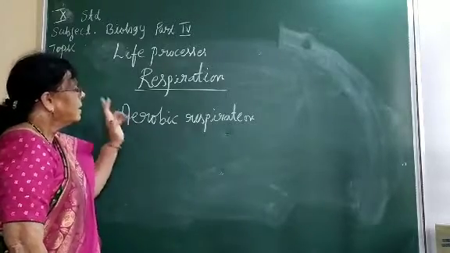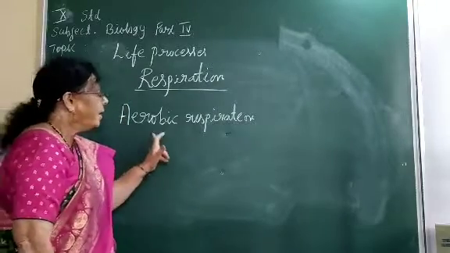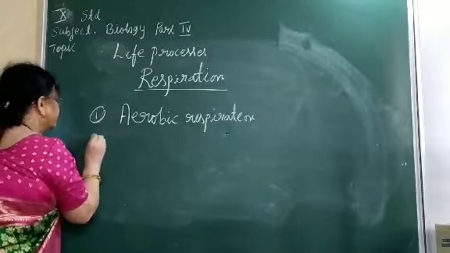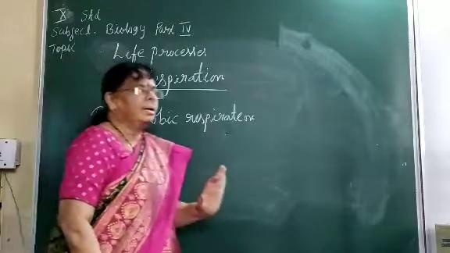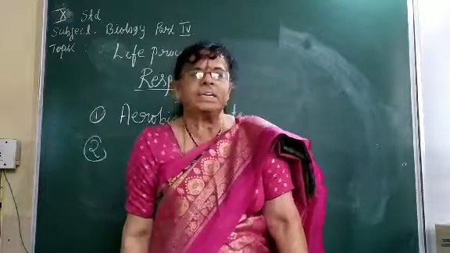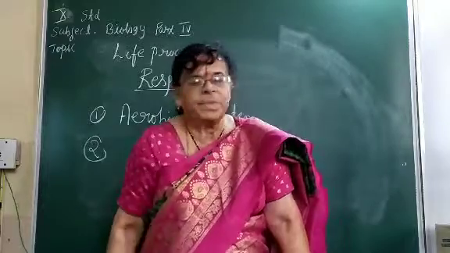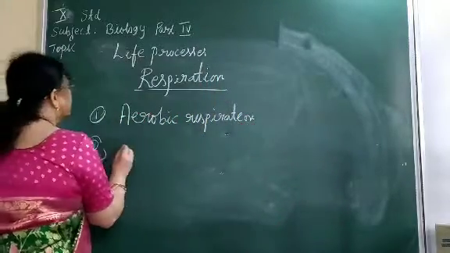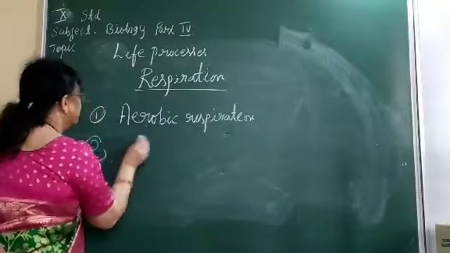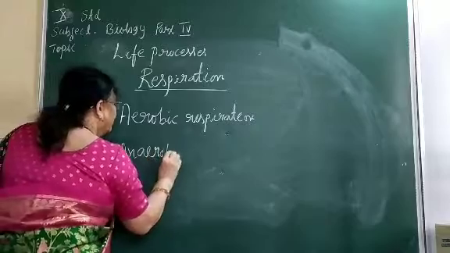Respiration wherein oxygen is used is called aerobic respiration. Then there is another type of respiration. Here, organisms get energy without the use of oxygen. These organisms are called anaerobic organisms, and the method of respiration is called anaerobic respiration.